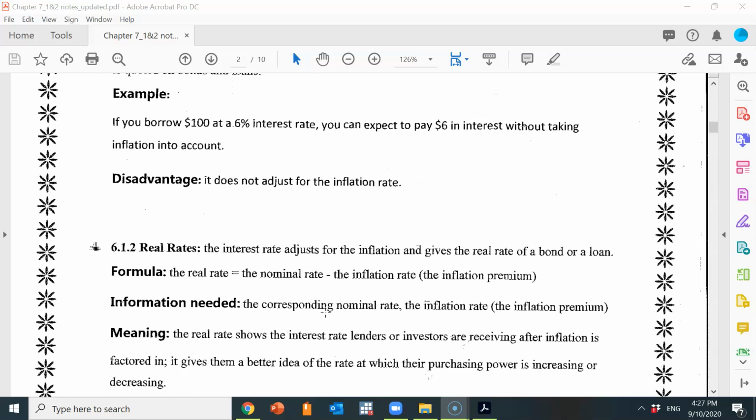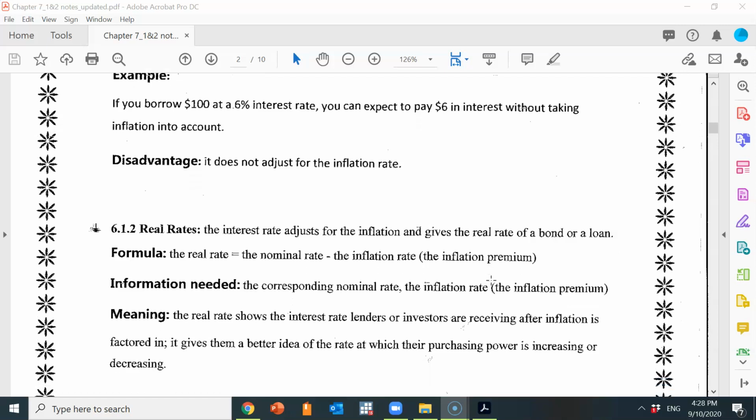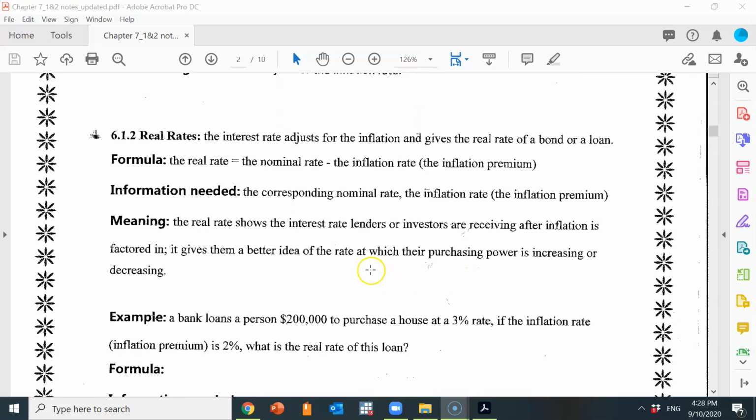So the real rate is the nominal rate minus inflation rate, or you can also call inflation rate inflation premium. The corresponding nominal rate and the inflation rate are needed in order to calculate real rate. The real rate shows the interest rate lenders or investors are receiving after inflation is factored in. It gives them a better idea of the rate at which their purchasing power is increasing or decreasing.